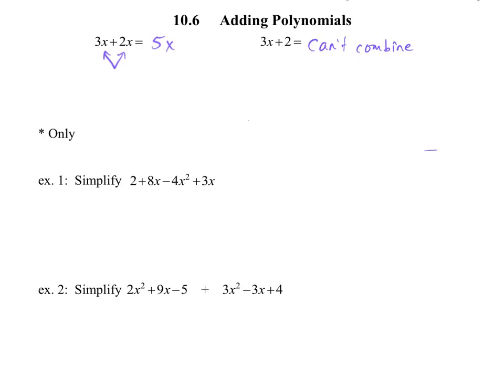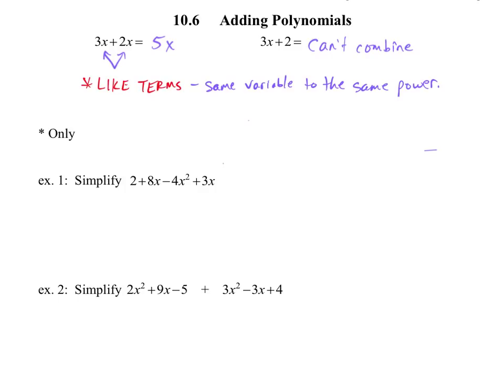So this 3x and 2x over here on the left, when we have this, we call them like terms. I'm going to put it in red for dramatic emphasis: like terms. When we have like terms, basically they have the same variable to the same power. By that definition, you can't combine the 3x plus 2, because this has an x to the first power, and this doesn't have an x, so you can't combine them.